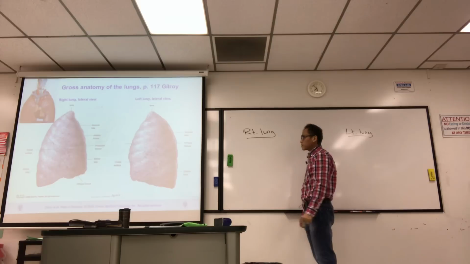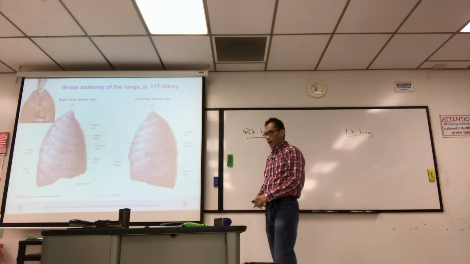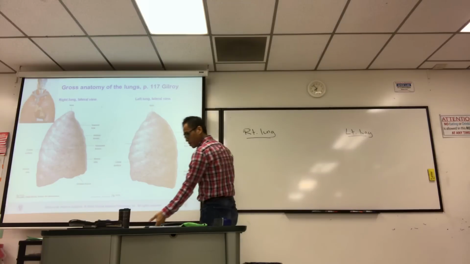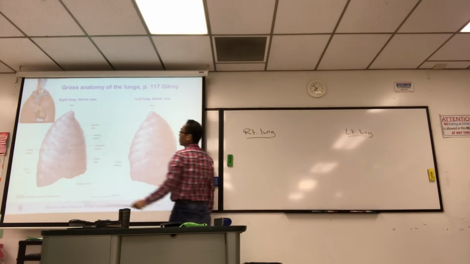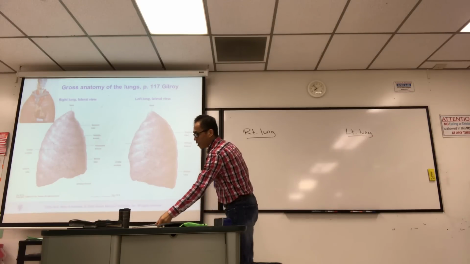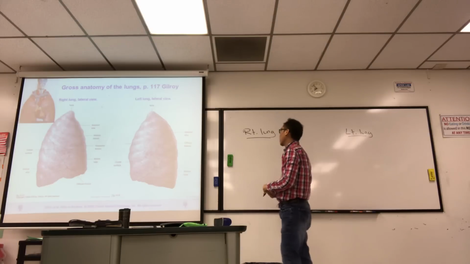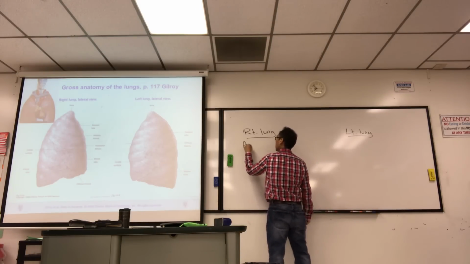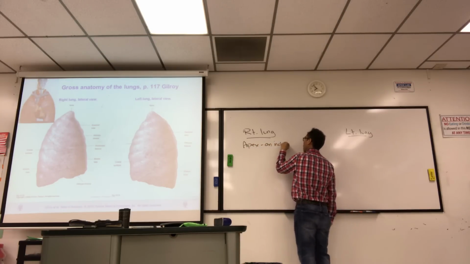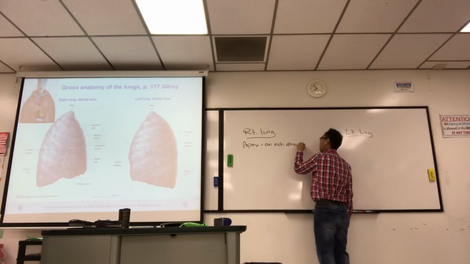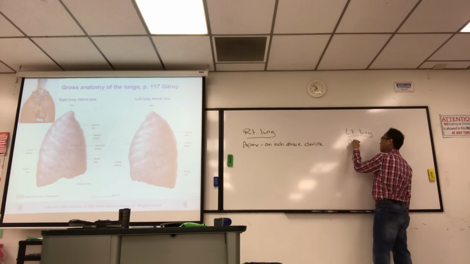Both lungs have an apex at the top. When lungs are inflated, the apex goes about an inch above your clavicle, all the way up into the neck. But they both have it, so that's not a way to tell.